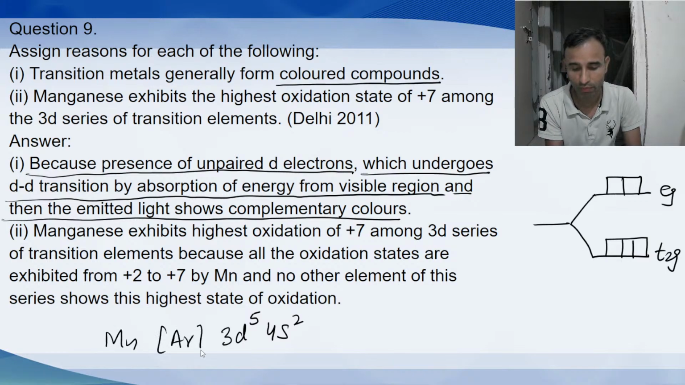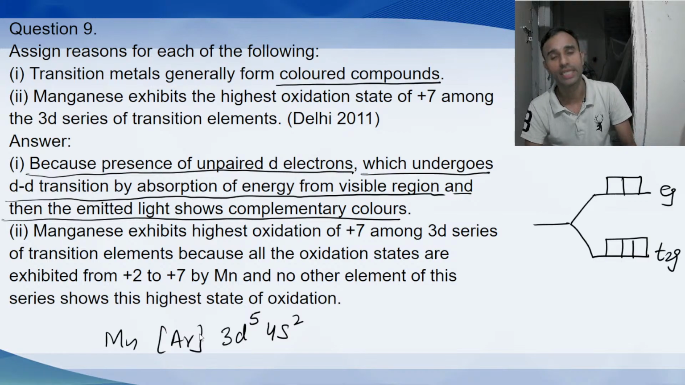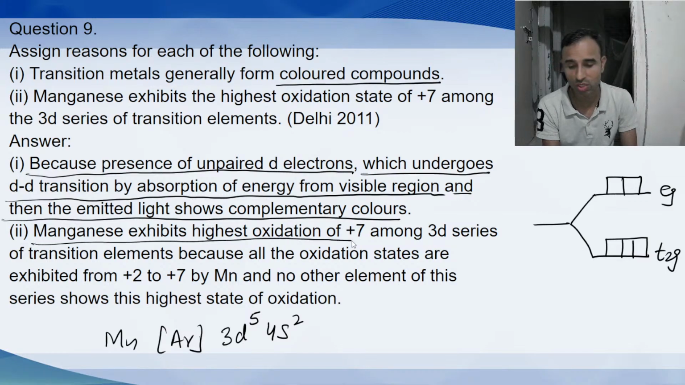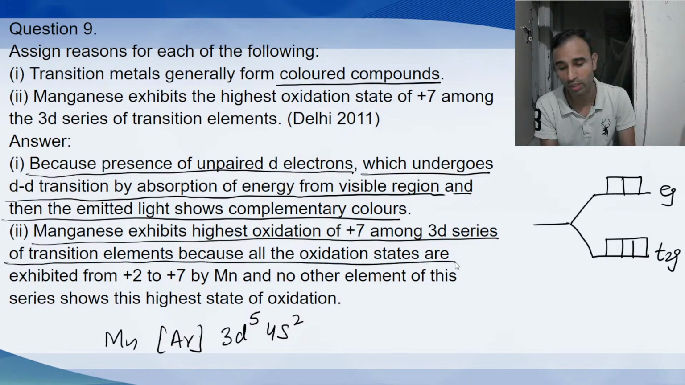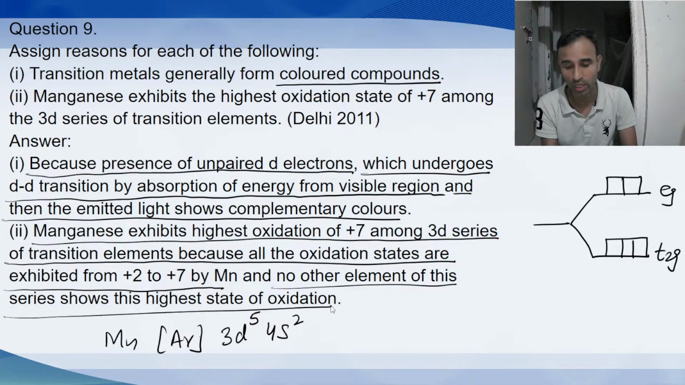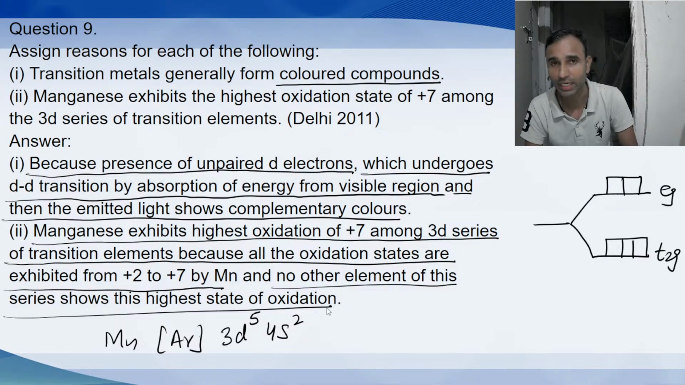Manganese is 3d5 4s2, so all the d electrons are unpaired. When the 4s electrons are removed, along with that we can remove all the 3d electrons one by one. That's why it can show oxidation states from +2 to +7. Manganese exhibits the highest oxidation state of +7 among the 3d series of transition elements, because all the oxidation states from +2 to +7 are exhibited by manganese. No other element of this series shows the highest state of oxidation except manganese.